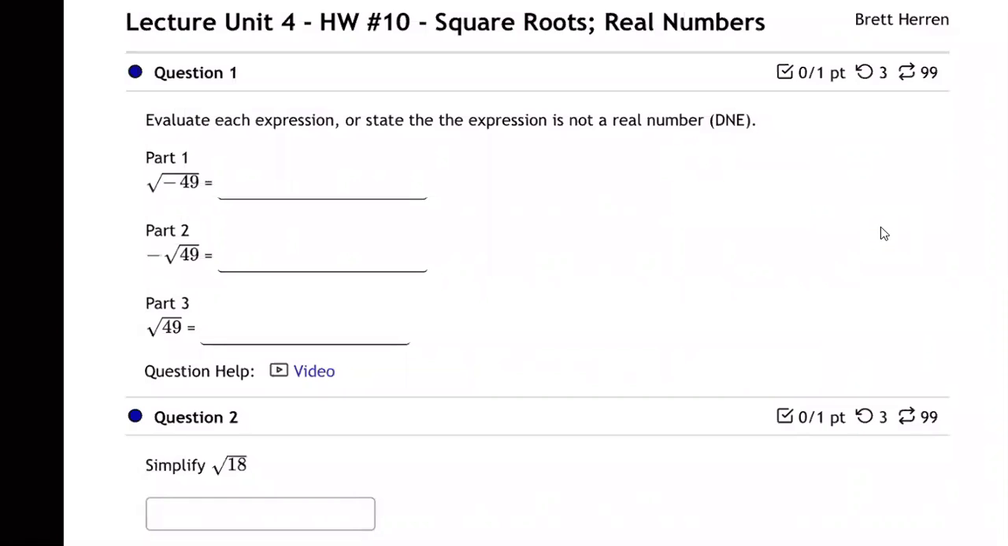Okay, so homework number 10, the last one, square roots and real numbers. Let's start down here with square roots. I want to actually start at the bottom. I think they should have done these the other way.